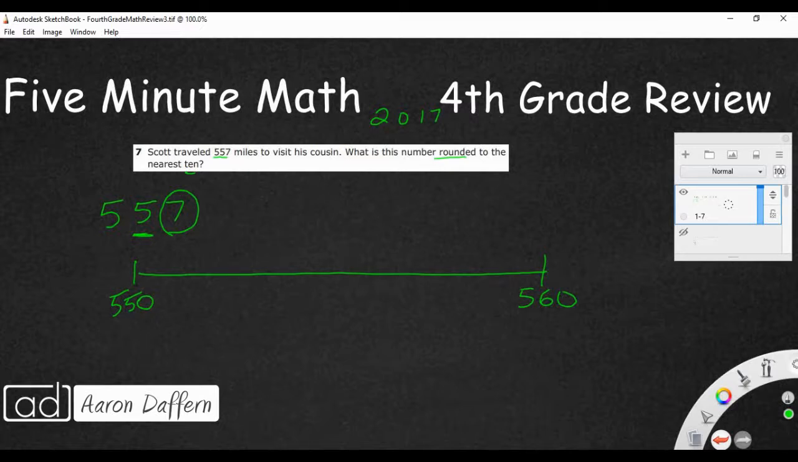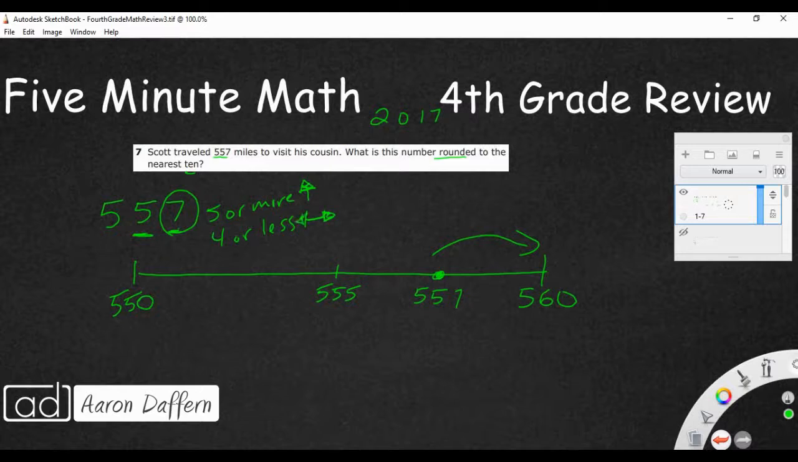So this is going to be your 555, that's your midpoint, and so your 557 is going to be right around here. So then your question is which one is it closer to, 550 or 560? Well, we can see that your 557 is closer to 560. That's because if this digit to the right of the one we're rounding to is either 5 or more, we're going to go up. And if it's 4 or less, it's going to stay the same. And then either way, we are going to take that digit and turn it into a 0.